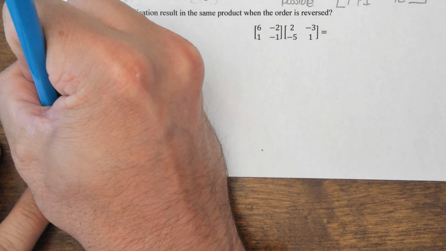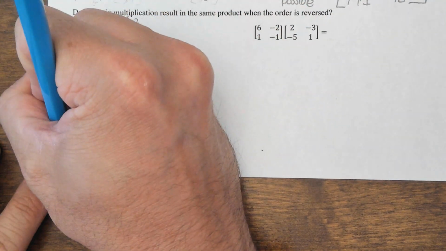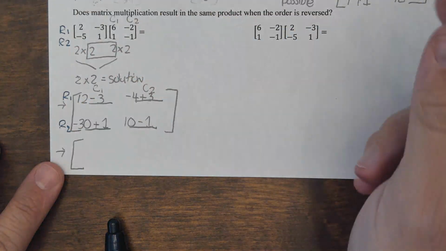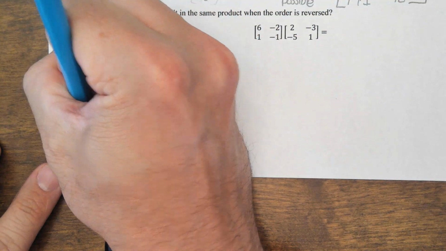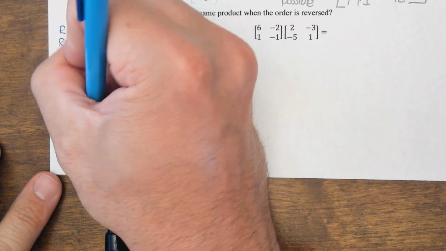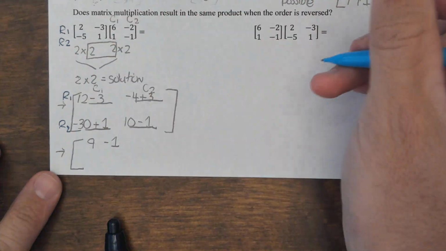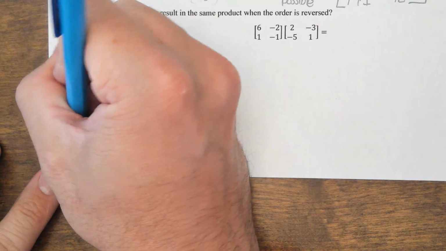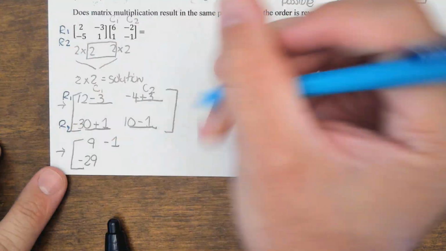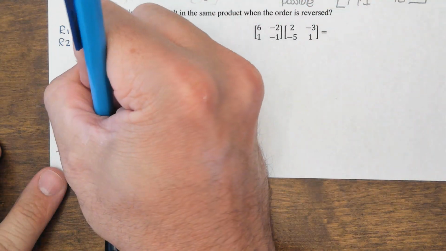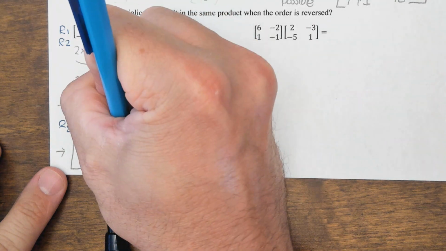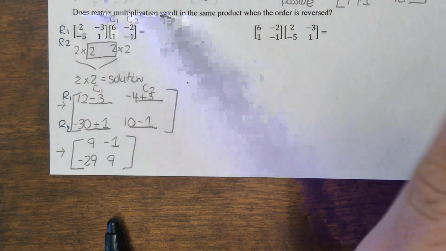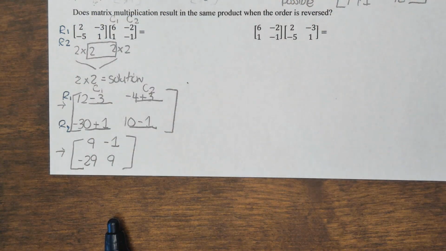And so what do we get when we multiply these together? Now we're just going to add our lines together and simplify. So 12 minus 3, that's a 9. Negative 4 plus 3, that is a negative 1. Negative 30 plus 1, that's a negative 29. And then 10 minus 1 is a positive 9. And so that's what we get from multiplying those two matrices.